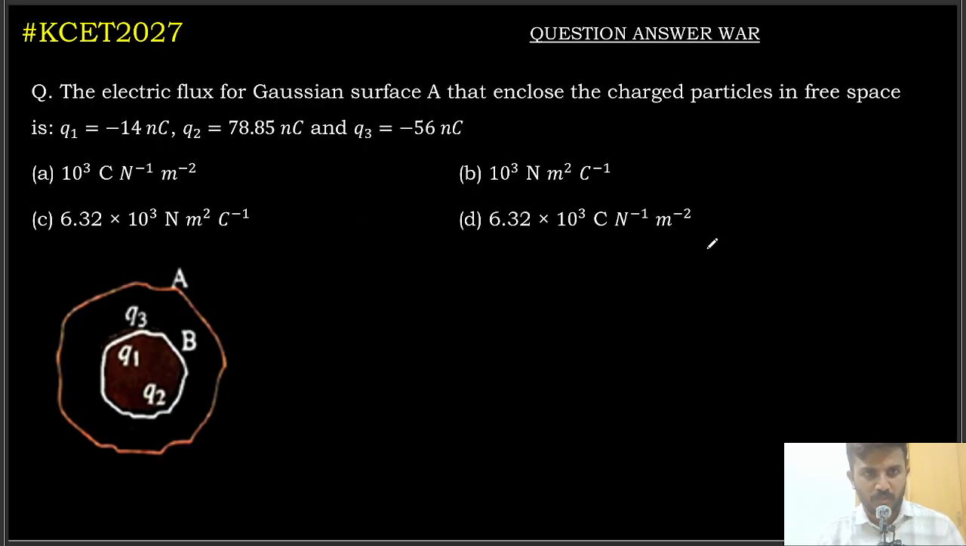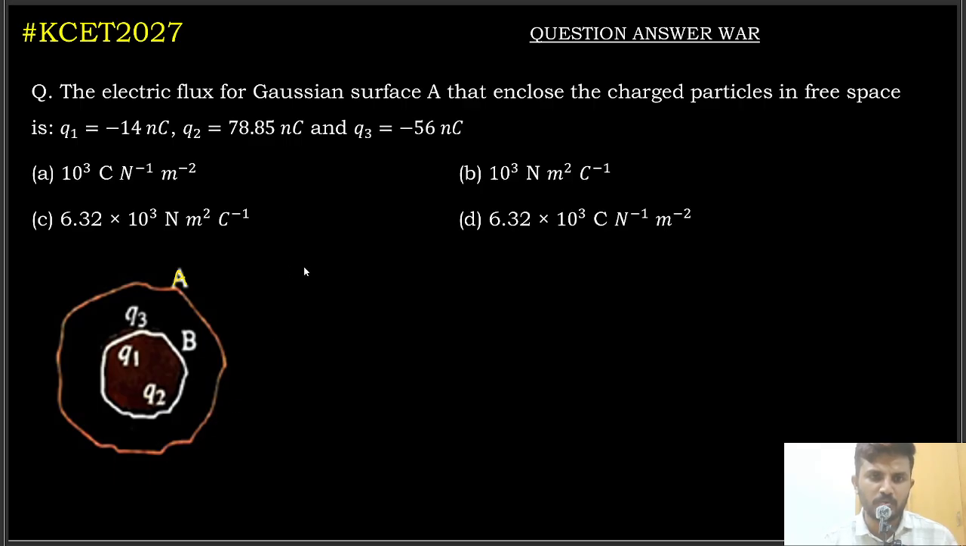Then we have the flux for Gaussian surface A. A is the outside surface and B is the inside surface. We have 3 charges here. So the electric flux for Gaussian surface A that encloses the charged particles in free space is asked. Q1 is minus 14 nanocoulomb, Q2 is 78 nanocoulomb, and Q3 is 58 nanocoulomb.